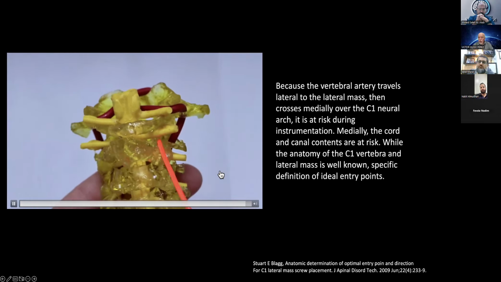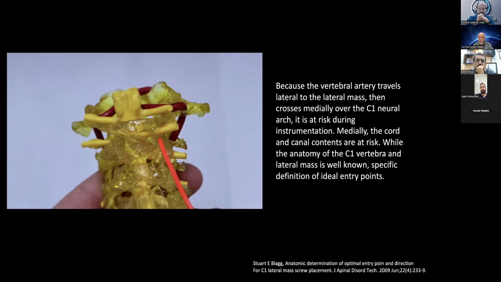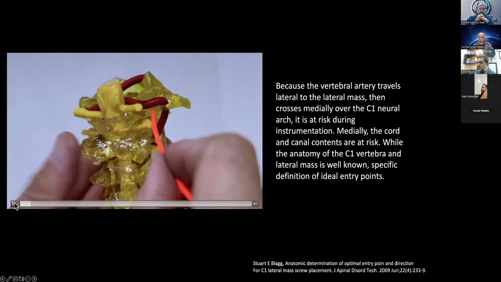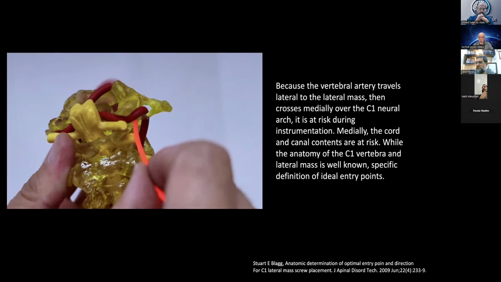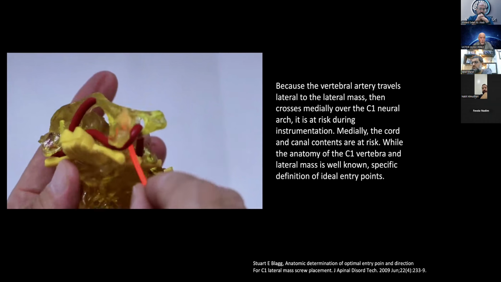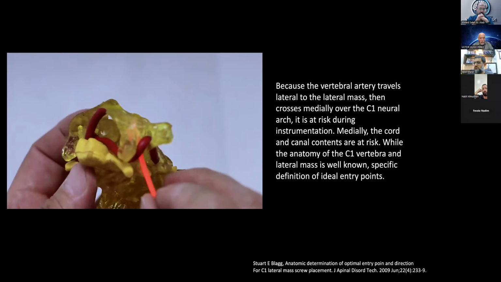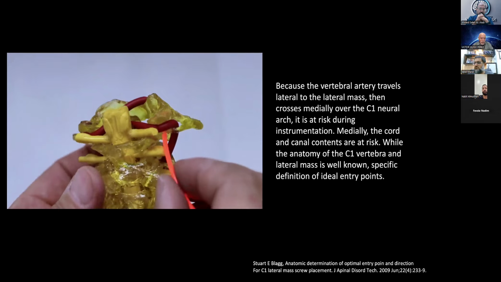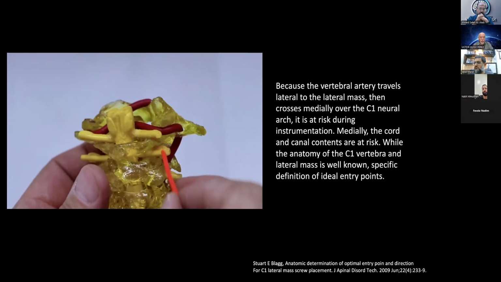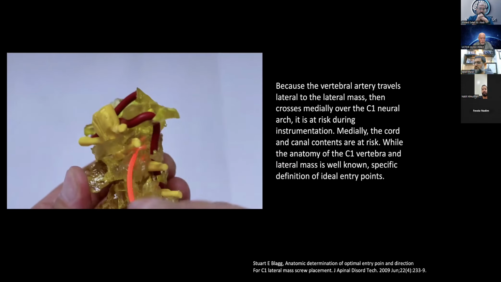Because the vertebral artery travels lateral to the lateral mass, then crosses medially over the C1 neural arch, it is at risk during instrumentation. Medially, the cord and canal contents are at risk, while the anatomy of the C1 vertebra and lateral mass is well known. A specific definition of ideal entry points is a matter for another lecture, because this is very important for spine surgeons.